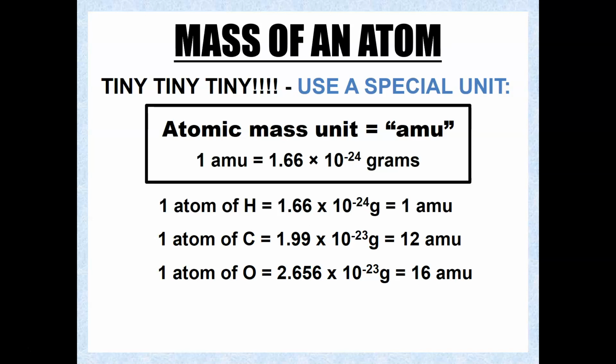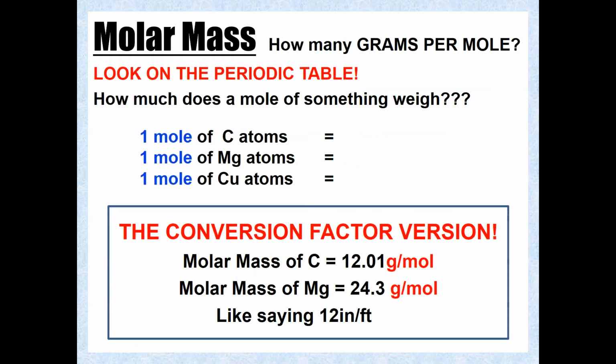I don't know about you, but I would much rather use these AMU numbers, 1, 12, 16, than having to use these very strange little teeny tiny exponent numbers. It makes my life much easier to just convert them to a different unit. The nice thing is that because we can use the mole, the conversion factors work out nicely using this mole value so that a mole of carbon weighs 12 grams. A mole of magnesium weighs 24.3 grams. A mole of copper weighs 63.5 grams.